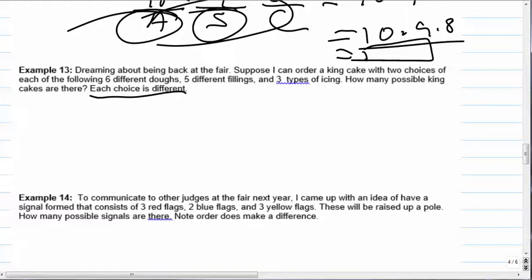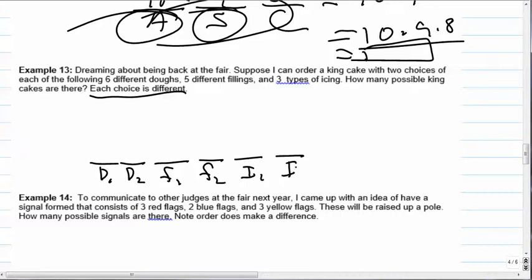So, what am I doing now? I'm going to pick 2 doughs. I'm going to pick 2 fillings. I'm going to pick 2 icings. Order a king cake, 2 choices of each of the following: 2 doughs, 2 fillings, 2 icings.